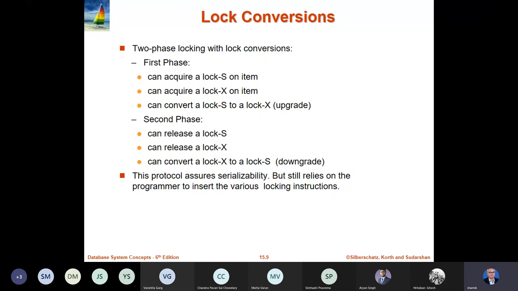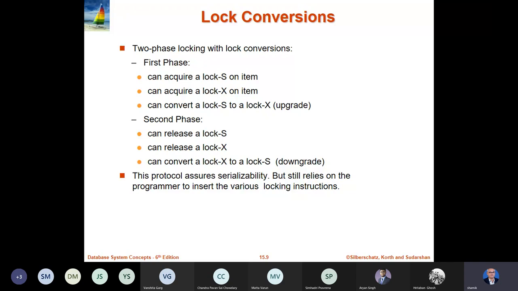Say for one particular table, it is doing select as the first statement. So it will take a shared lock, but later on, suppose it will also update the same thing. Then it will have to take an exclusive lock, but when it took the shared lock, it didn't know that it has to take an exclusive lock because that statement comes later. So what you can do is a lock conversion. First you take a shared lock, later on you convert it to an exclusive lock. And while releasing, it can release a shared lock, release an exclusive lock, or convert an exclusive lock to a shared lock.